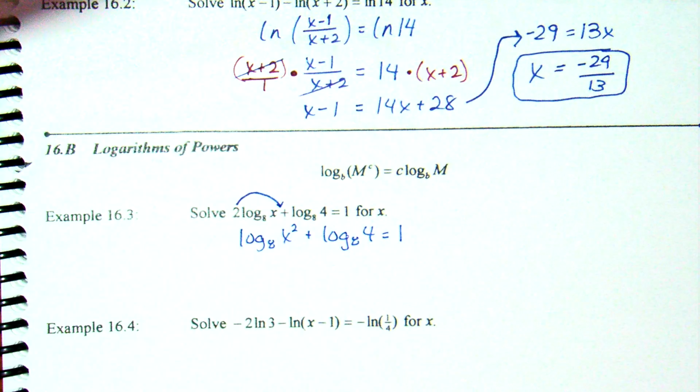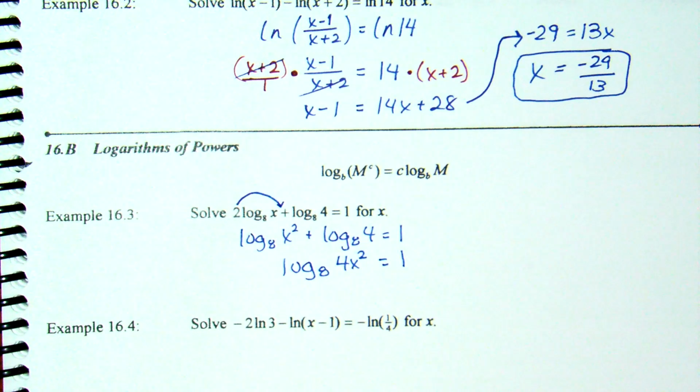Now I have 2 logs, same base, being added. So I'll rewrite it as log base 8 of 4x squared equals 1.